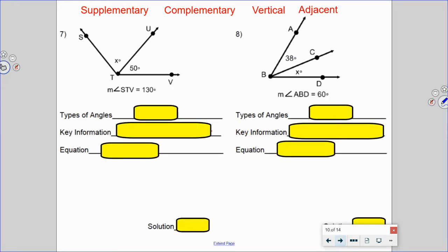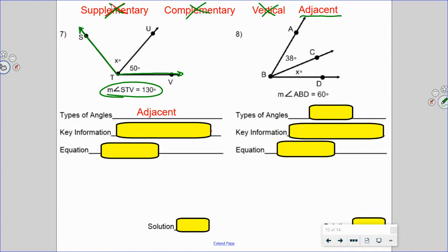And onward we go, ladies and gents. Let's wrap it. Wait a second. They don't look like they make 180 degrees. They don't look like they make 90 degrees. They're not. Okay. Well, the only thing we know here is, they are adjacent angles. And we should have noticed this. Angle STV has a total measurement whose sum is 130 degrees.